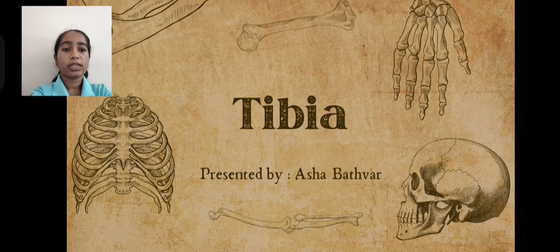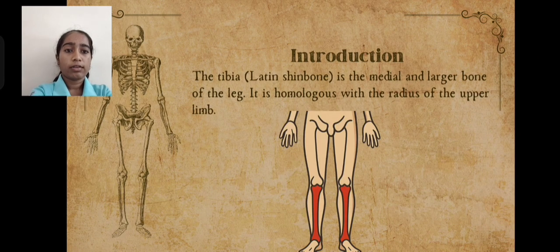Today I give a presentation on a tibia bone. Introduction. The tibia is the medial and larger bone of the leg. It is homologous with the radius of the upper limb.